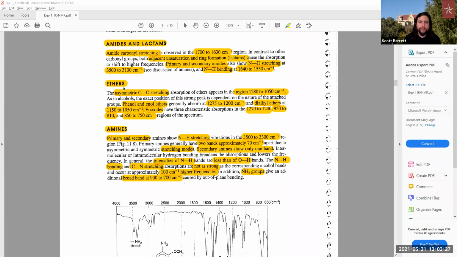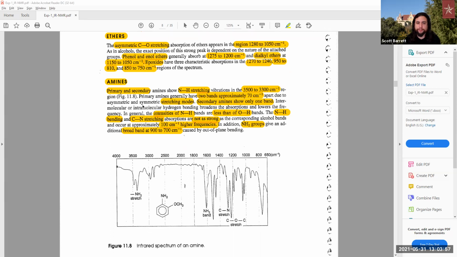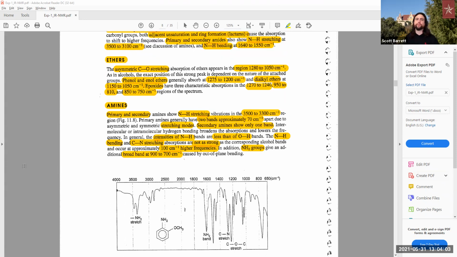And then going forward, ethers: the asymmetric carbon-oxygen stretching appears in the region of 1280 to 1050 inverse centimeters. Additionally, phenol and enol ethers absorb at 1275 to 1200, whereas dialkyl ethers absorb at 1150 to 1050 inverse centimeters. Now, epoxides are unique because they are going to be between 1270 to 1240, 950 to 810, and 850 to 750. They don't have an image here, but I will jump to a table at a different point to show you more of the ethers and epoxides.